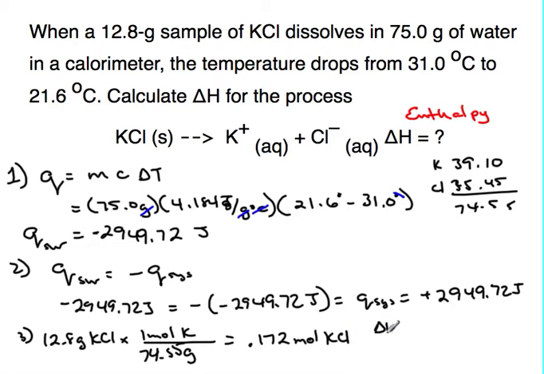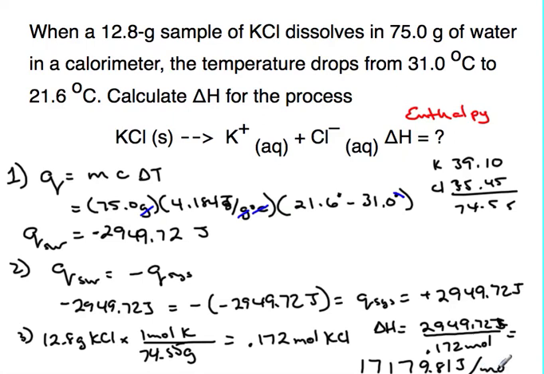Now to find the delta H, all I have to do is take the Q of the system, which is 2,949.72 joules in this case, and divide this by the moles, which is 0.172 moles. When I do that, I get about 17,1 joules per mole. Or I can change this to kilojoules, which is 17.18 kilojoules per mole.